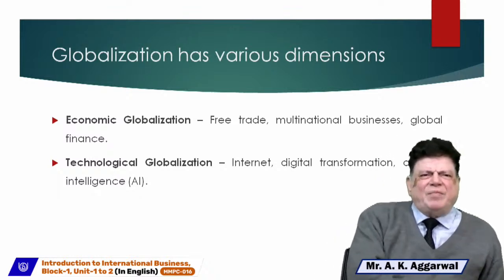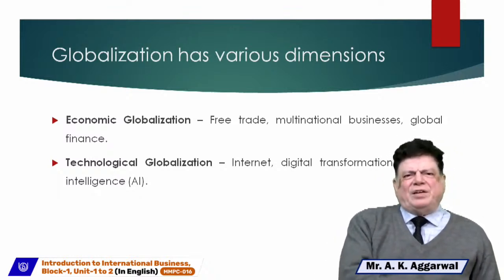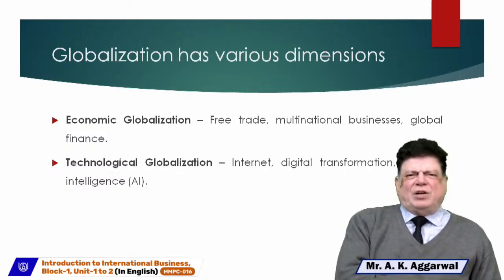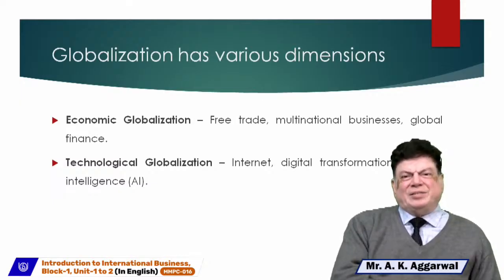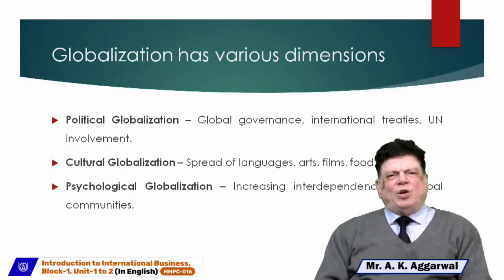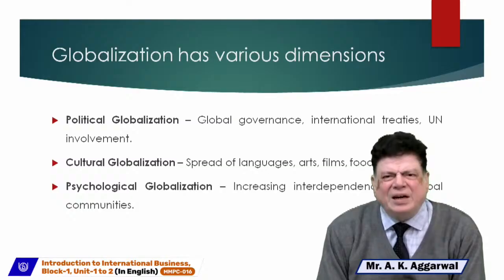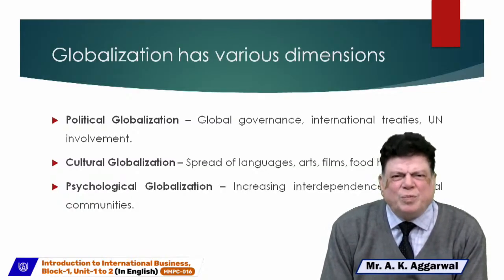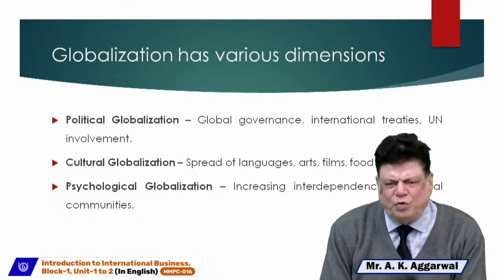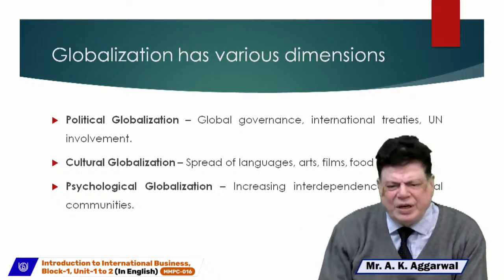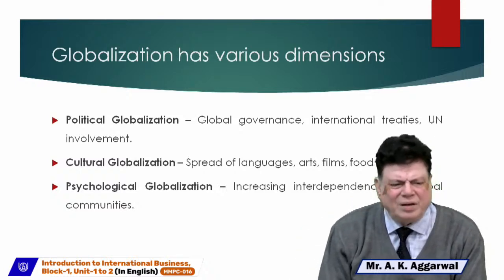Globalization has various dimensions. First dimension is economic globalization: free trade, multinational business, global finance. Then technological globalization: internet, digital transformation, artificial intelligence, etc. Then political globalization: global governance, international treaties, UN involvement. Cultural globalization: spread of languages, art forms, food habits. Psychological globalization: increasing interdependence of global communities.